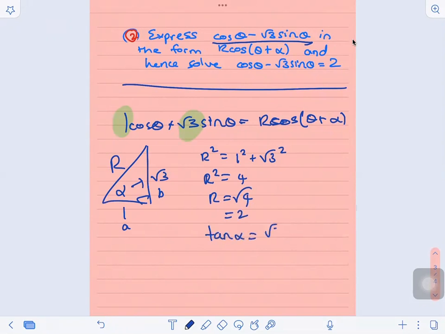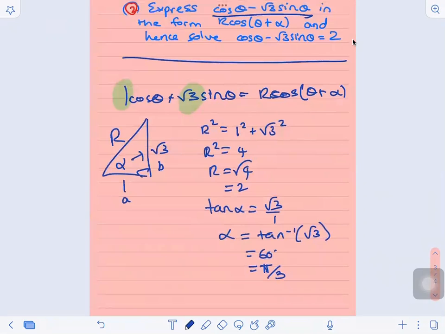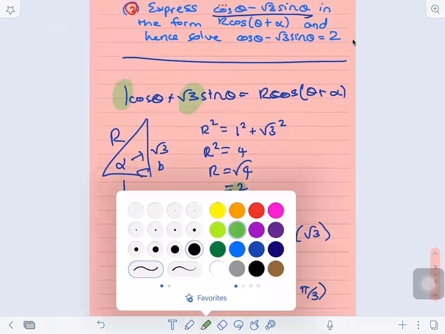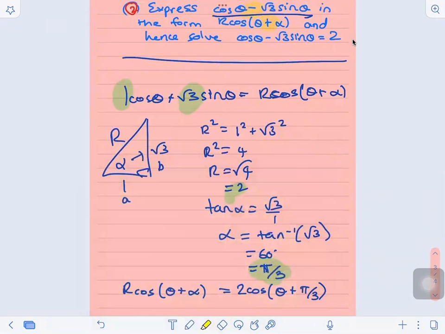And tan alpha is root 3 on 1. So alpha is tan minus 1 of root 3. That's 60 degrees or pi on 3. Okay, so now expressing it in that form, r cos (theta plus alpha) would equal 2, because that's your r, and then your alpha is pi on 3. So it's 2 cos (theta plus pi on 3). Notice that with cos, you've got a minus in the middle, it would be a plus there, okay?